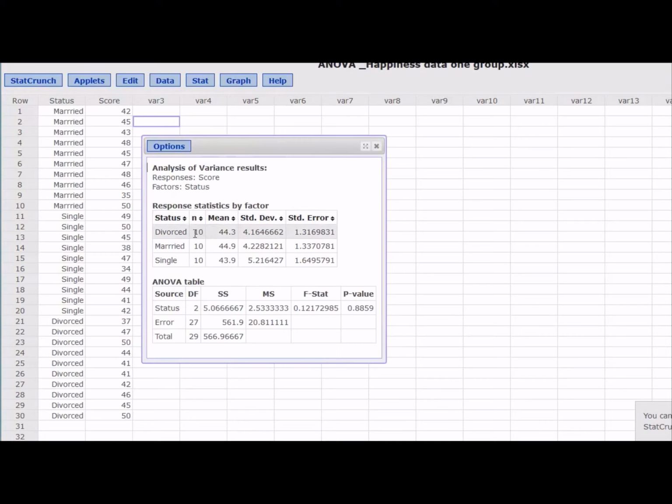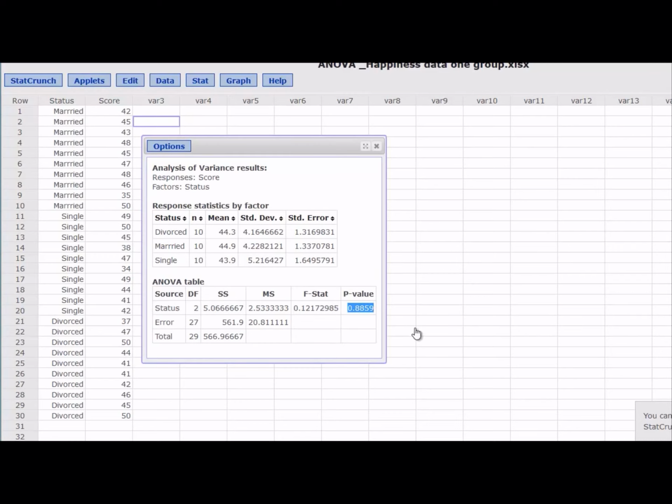It gives us the number in each group, which is 10. It calculates the mean, the standard deviation, and the standard error. The first line here is the degrees of freedom between the groups. So there's three groups. That's going to be n minus 1, or 3 minus 1, which is 2. The next line is going to be the degrees of freedom within, which is going to be the total number in our study, which is 30, minus the number of groups, which is 3, so we get a degrees of freedom of 27. It calculates the F statistic for us and the p-value.